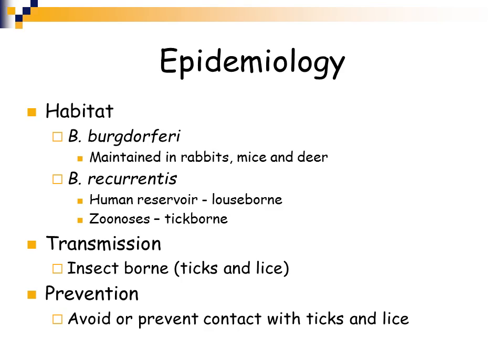Now, the habitat of Borrelia burgdorferi, it's maintained in animals. Ticks then pick up the organism, and humans are accidentally infected. With Borrelia recurrentis, you have the humans as the reservoir of the louse-borne form, and animals as the reservoir for the tick-borne form, where humans get accidentally infected. Now, transmission, these are insect-borne diseases through ticks and lice, and prevention is to avoid contact with ticks and lice.